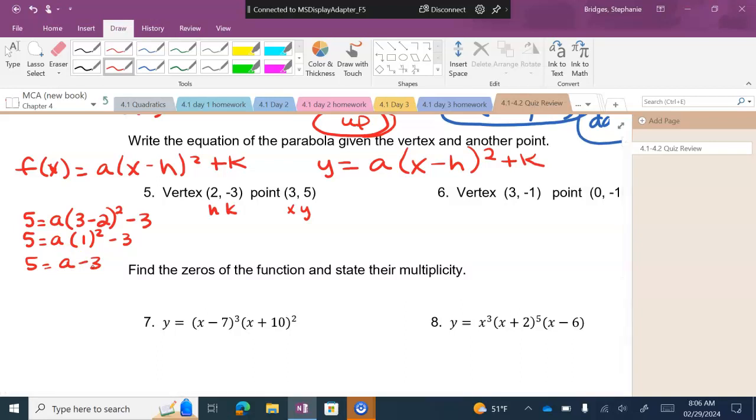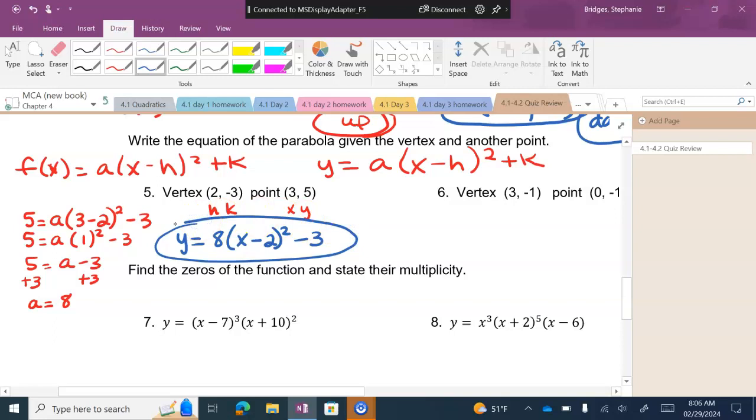And then we can solve that by just adding my 3 over. So what does it tell me a is? 8, right? And then once we have a, we plug h, k, and a in, but not x and y. x and y turn back to our variables. So it is going to be y equals my a value of 8, the variable x, minus my h value squared, and then my k value. And that is the equation of the parabola that has that vertex going through that point.